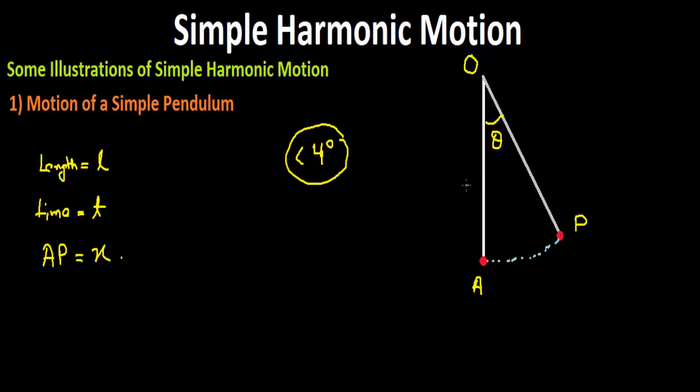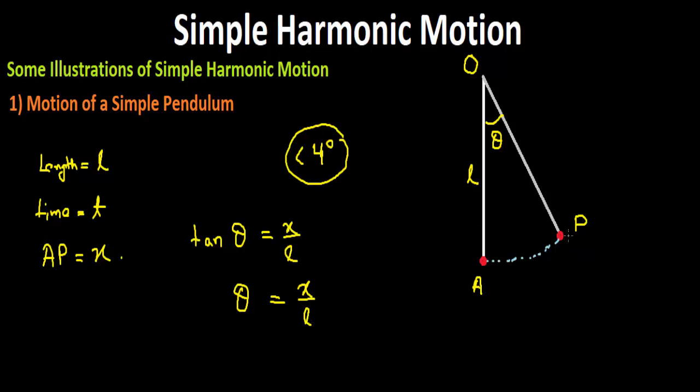The length of the pendulum is L. We already took it, so OA equals L, and then we found that it is theta. Then we know that tan theta will be x by L. Since theta is very small, because we already took it less than 4 degrees, tan can be removed, so theta equals x upon L.